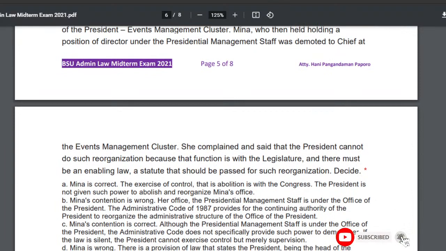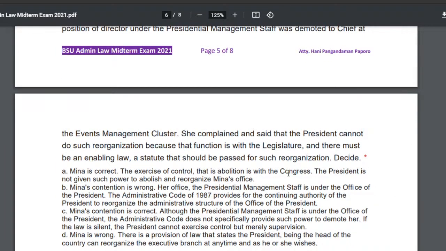So you decide. A, Mina is correct. The exercise of control and abolition is with the Congress. The President is not given such power to abolish and reorganize Mina's office. Letter B, Mina's contention is wrong. Her office, the Presidential Management Staff, is under the Office of the President, and the Admin Code of 1987 provides for the continuing authority of the President to reorganize the administrative structure of the Office of the President.